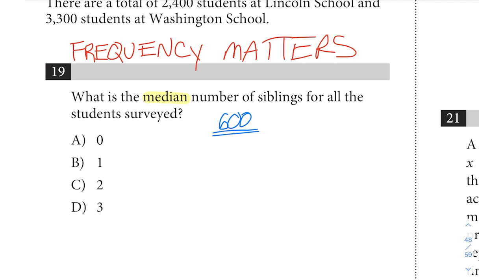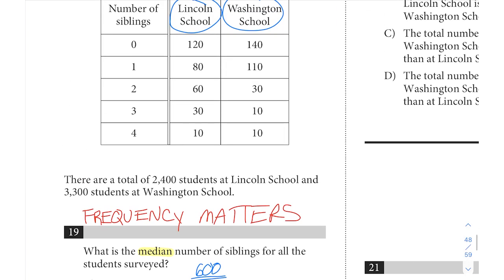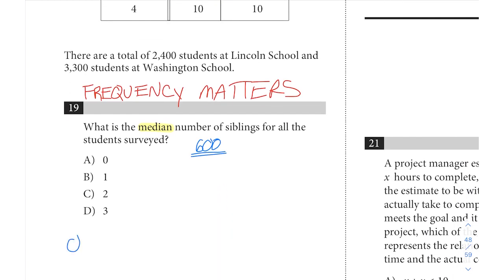And if we want to figure out where the middle term is, well, you could write them all out, and here you would say, okay, for 0 siblings, at Lincoln School it was 120, at Washington School it was 140, so you could write 0, 0, 0, 0, 0, 120 times for Lincoln School, and then keep on writing it, another 140 times for Washington School. But we can see that that would be a lot of writing and a lot of time. So let's see if we can think of a more practical way of looking at this.